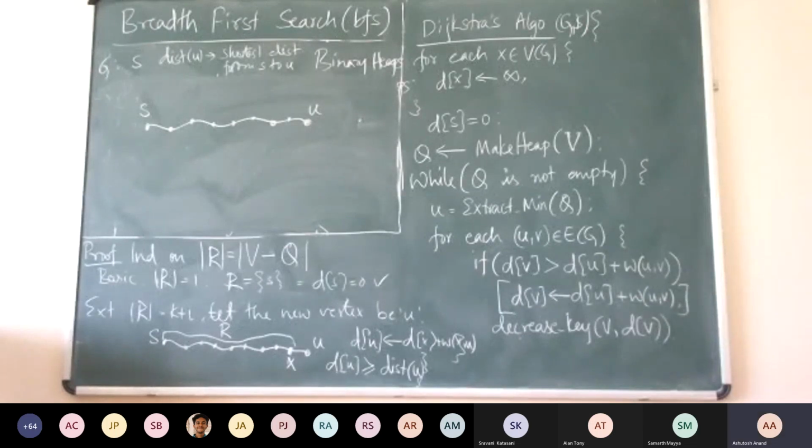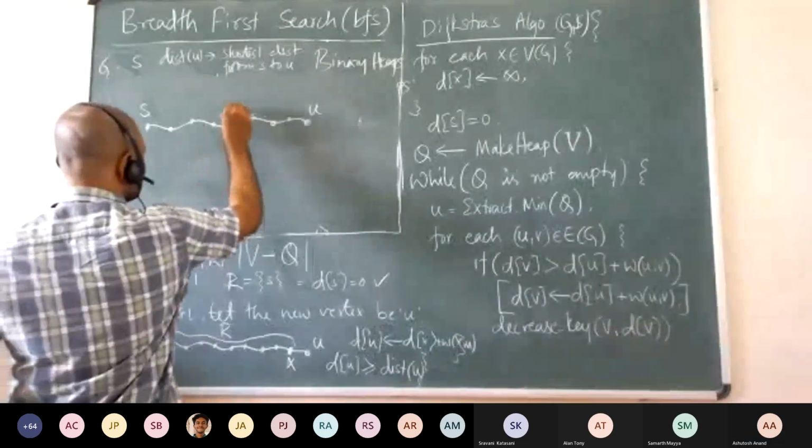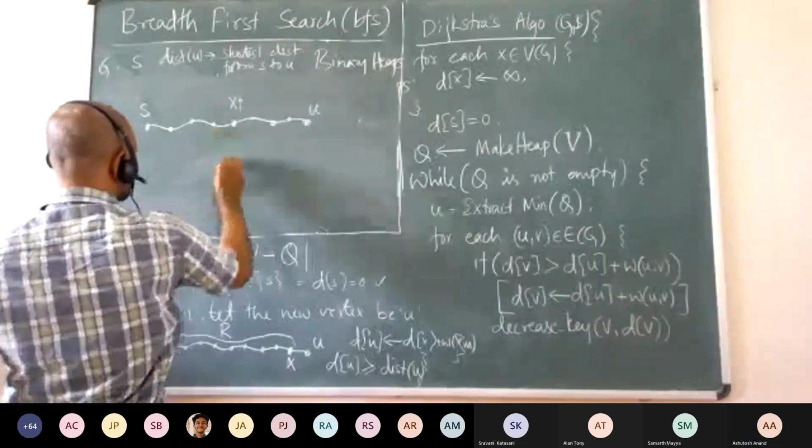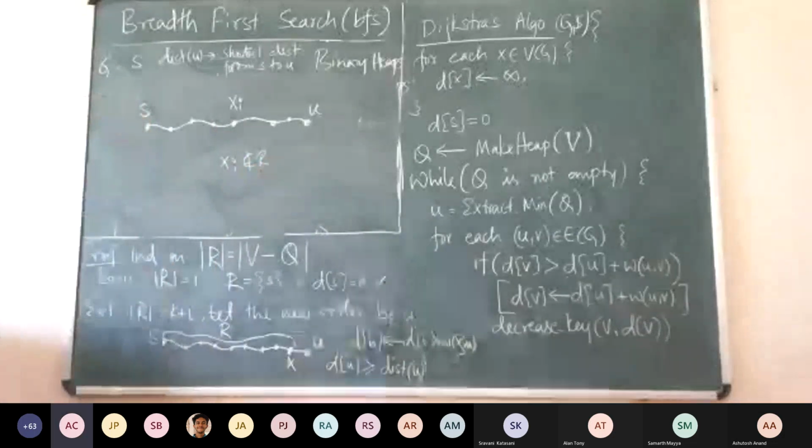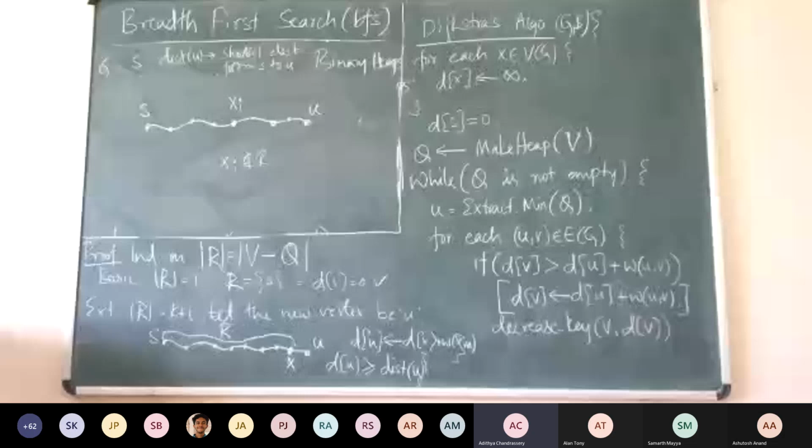This is in the graph. No, sir. Yeah, why can't it be out? What if some vertex here, say xi, is outside R? If xi does not belong to R, then what happens? Xi would be the shortest. Exactly. Xi would be the shortest, right?